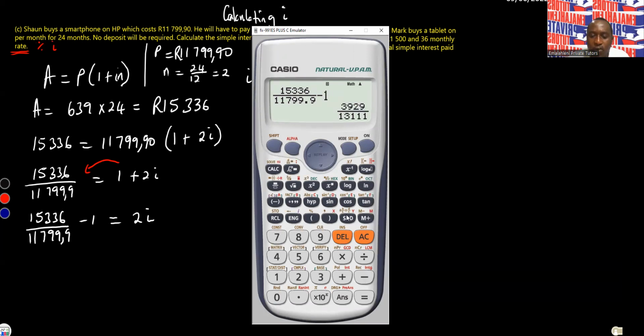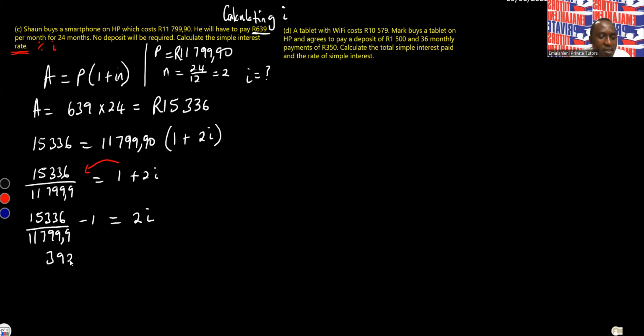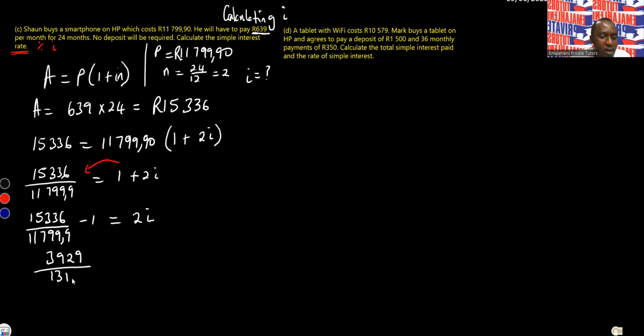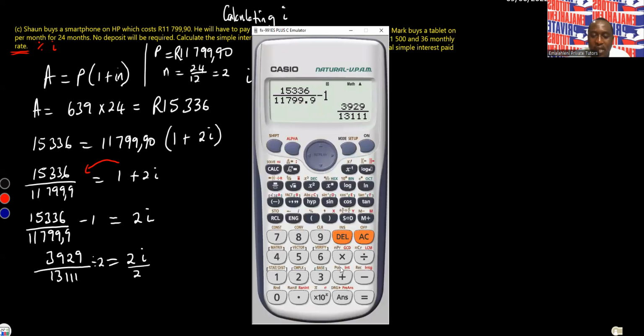What do we get there? We get 3929 over 13,111. Now here this is equal to 2I. How do we get rid of the 2? We divide both sides by 2. So whatever we get here, divided by 2, then we see what we get there.